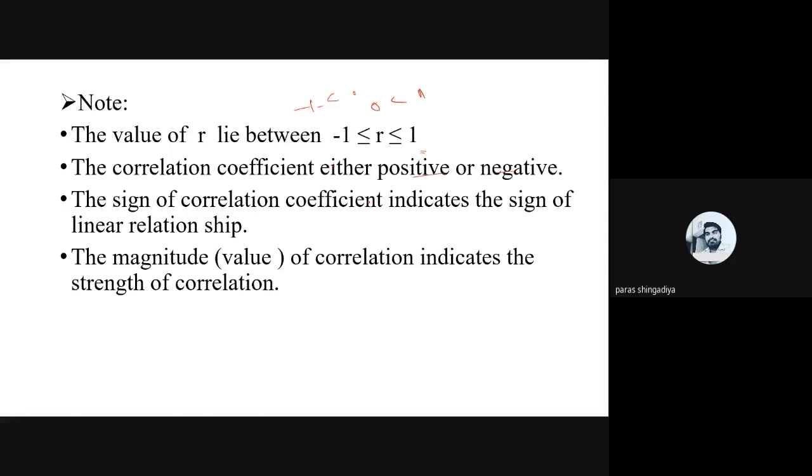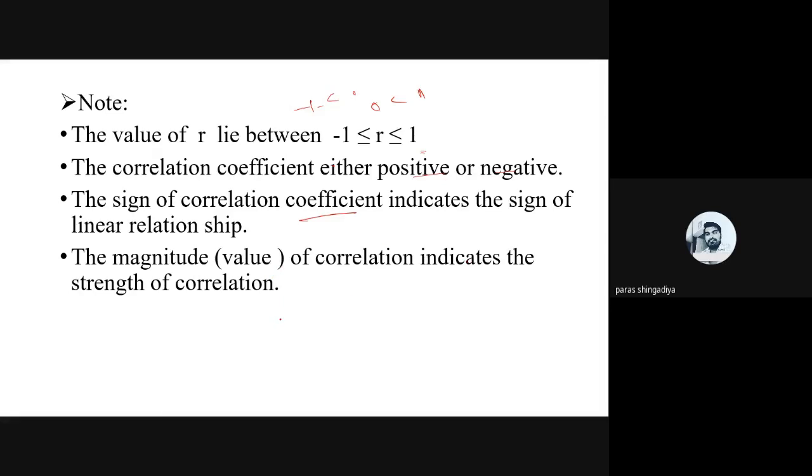The sign of the correlation coefficient indicates the sign of the linear relationship. Clear? If it is positive, then we get a positive perfect relation. If it is negative, then it will be a negative graph, meaning a decreasing line you will get. Clear? So it indicates the linear relationship between the data.